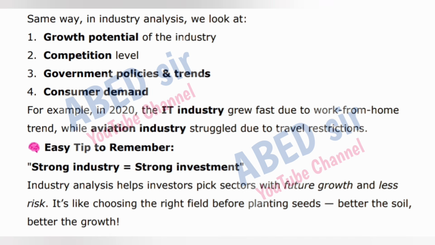Easy tip to remember. Strong industry is equal to strong investment. Industry analysis helps investors pick sectors with future growth and less risk. It's like choosing the right field before planting seeds. Better the soil, better the growth.